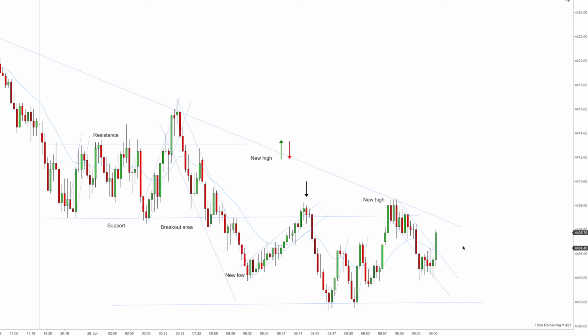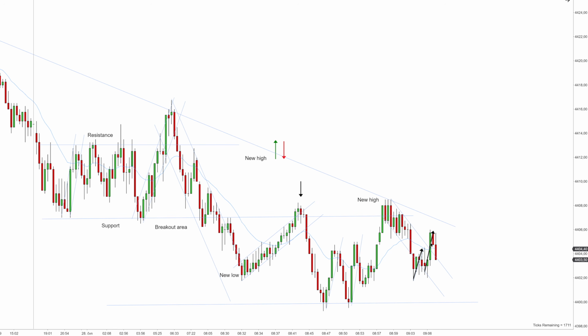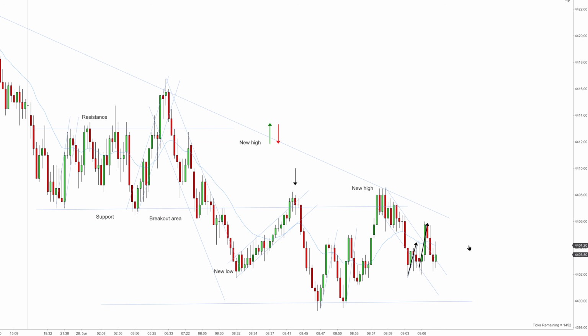And now we have a two-legged pullback. This is good. Okay, we have a visual two-legged pullback. Had this closed below the EMA, this would have been a decent high probability setup to consider. But since I'm watching this still above the EMA, I'm expecting a lower high confirmation setup.